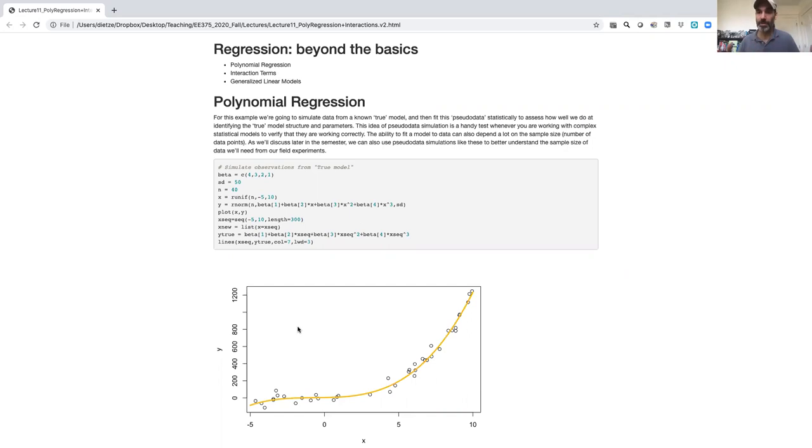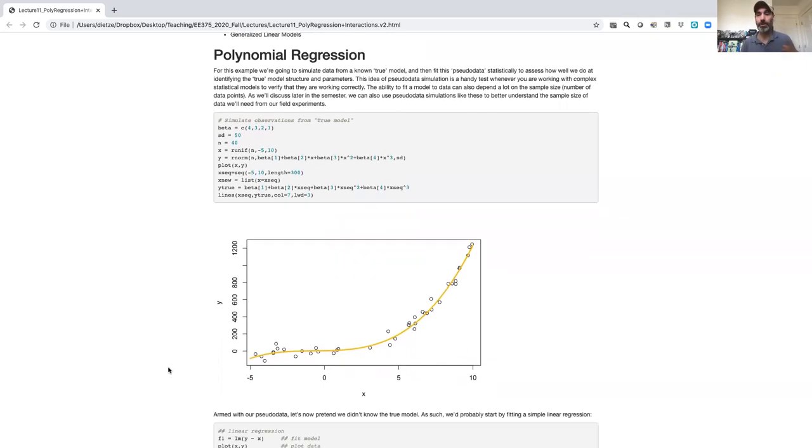To talk about the rest of this lecture that's covering polynomials, interactions, and generalized linear models, I'm going to jump into a document that I generated using R Markdown. So all of this code is available. I'm going to post it on the class GitHub and class Blackboard.